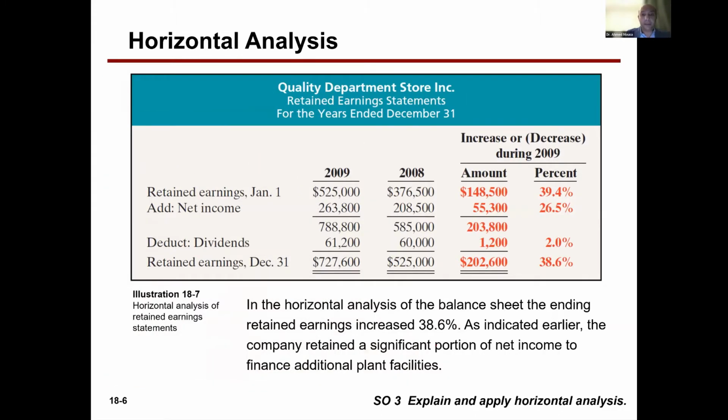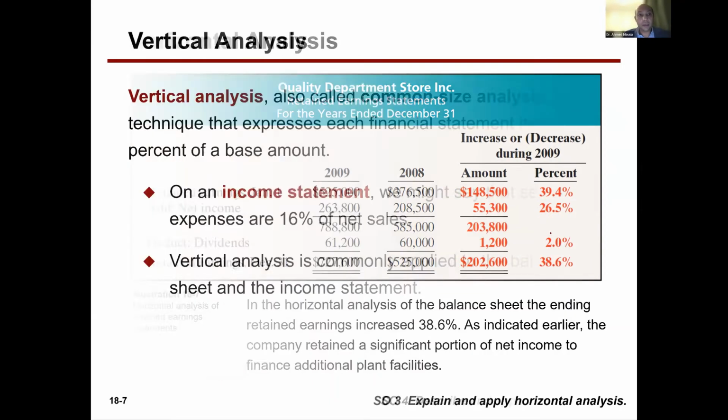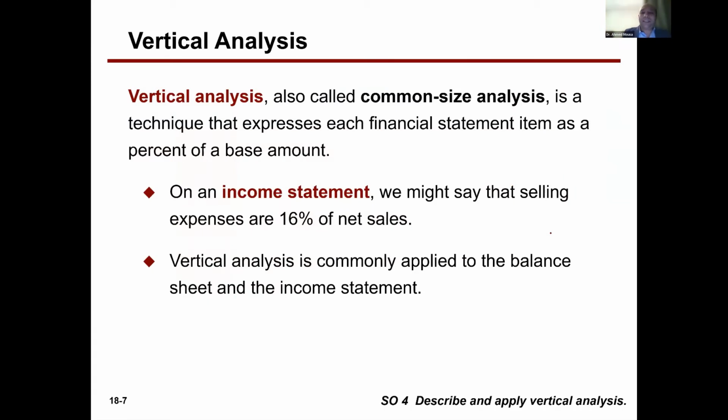As you can see here also, the net income increased 26,000, retained earnings increased by 38,000. This is how you can see that each account is going up or going down. This is horizontal analysis. What about vertical analysis?